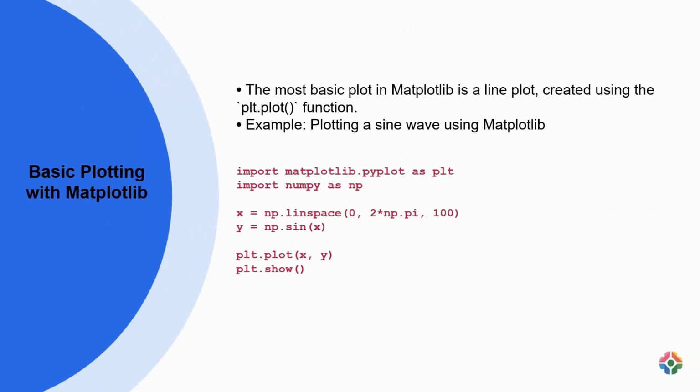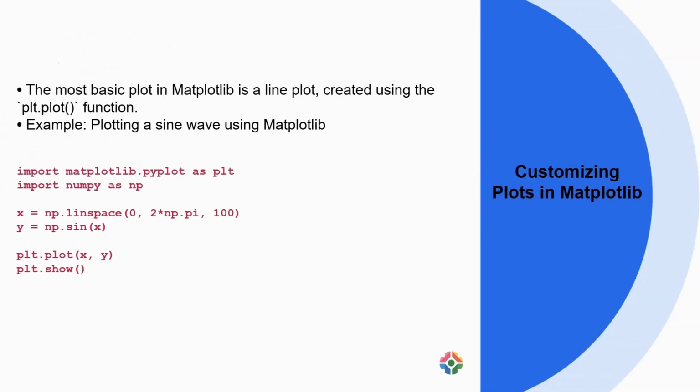To create a simple line plot in Matplotlib, you can use the plt.plot function. First, import Matplotlib's pyplot module as plt. Next, define your x values using np.linspace from NumPy, for instance, generating values from 0 to 2pi. Then, calculate the corresponding y values, like the sine values of x. Finally, call plt.plot(x, y) to create the line plot and plt.show to display it. This example shows how to plot a sine wave using Matplotlib.